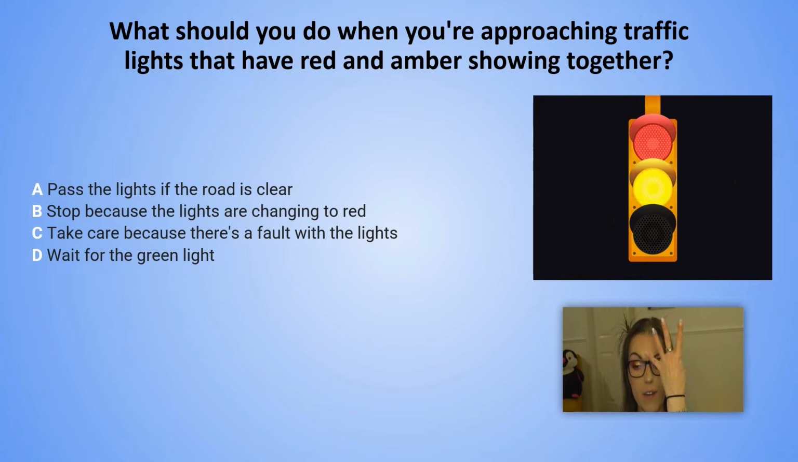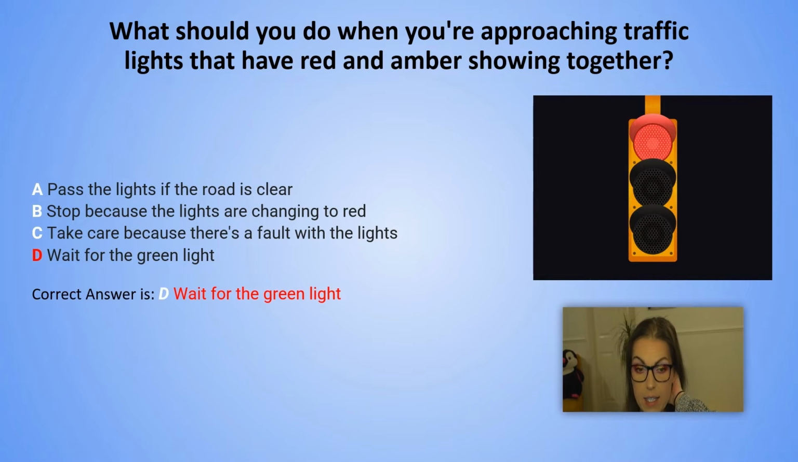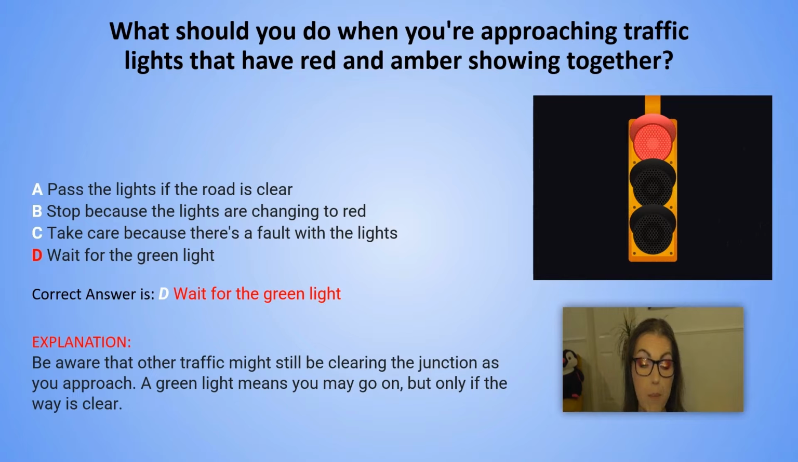5, 4, 3, 2, 1. And the correct answer is D. Wait for the green light. Explanation. Be aware that other traffic might still be clearing the junction as you approach. A green light means you may go on, but only if the way is clear.